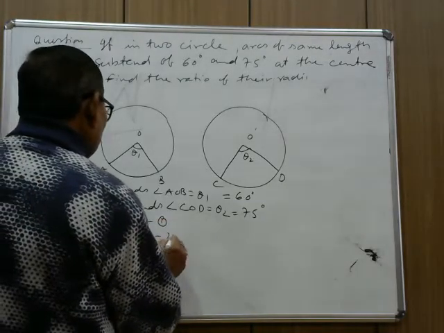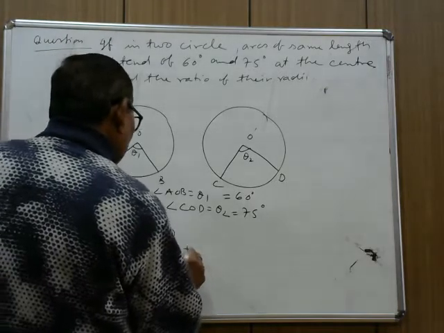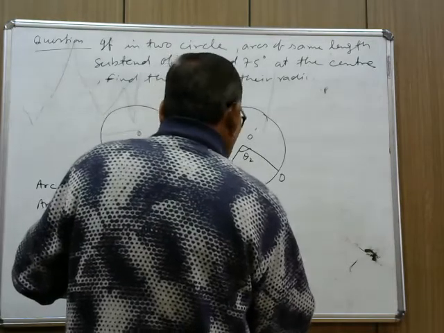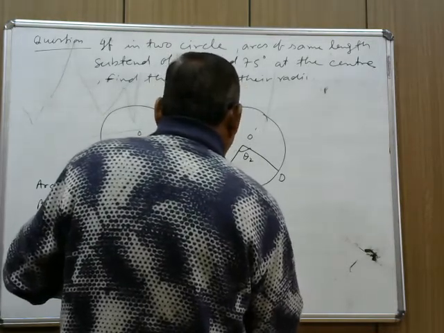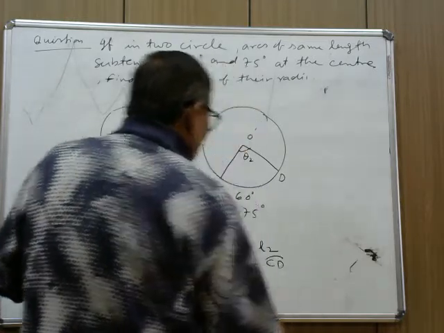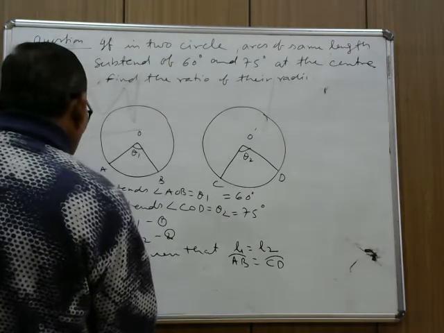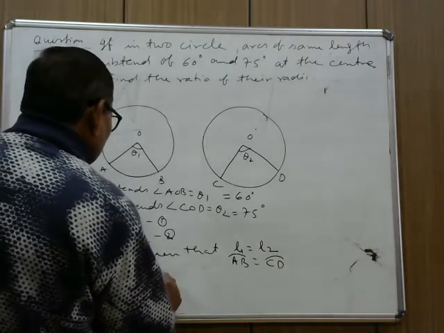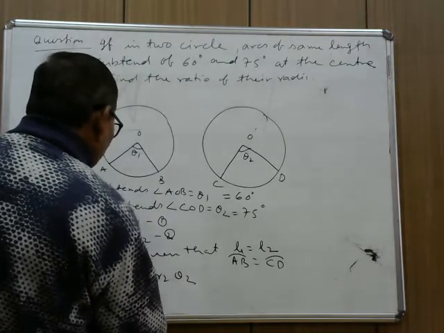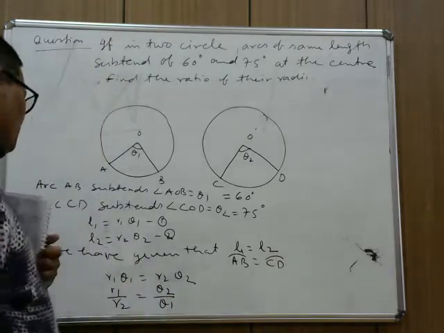This is 1, this is 2. We have given that L1 equals L2. Your arc lengths AB and CD are equal. L1 and L2 are equal. Therefore, R1 theta 1 equals R2 theta 2. So, the ratio of their radii, R1 by R2, is equal to theta 2 by theta 1.